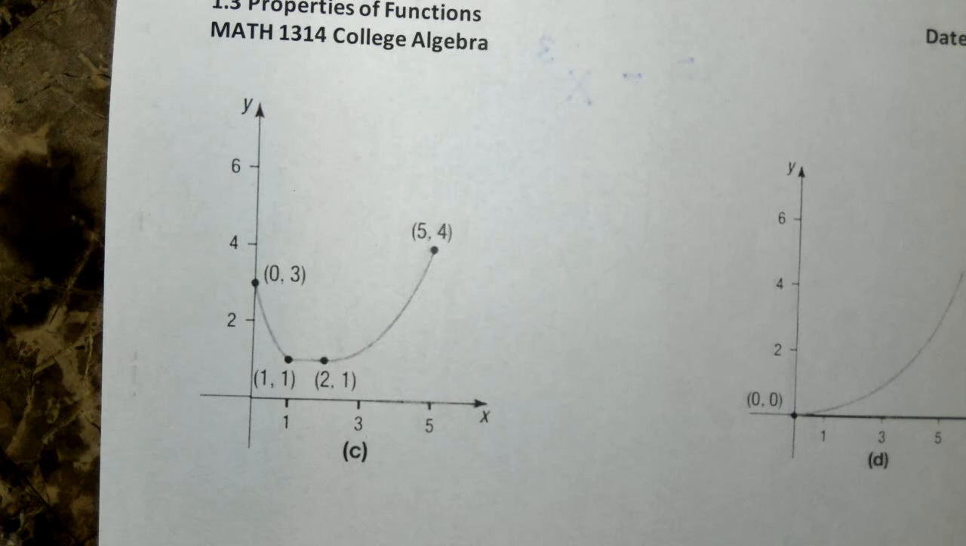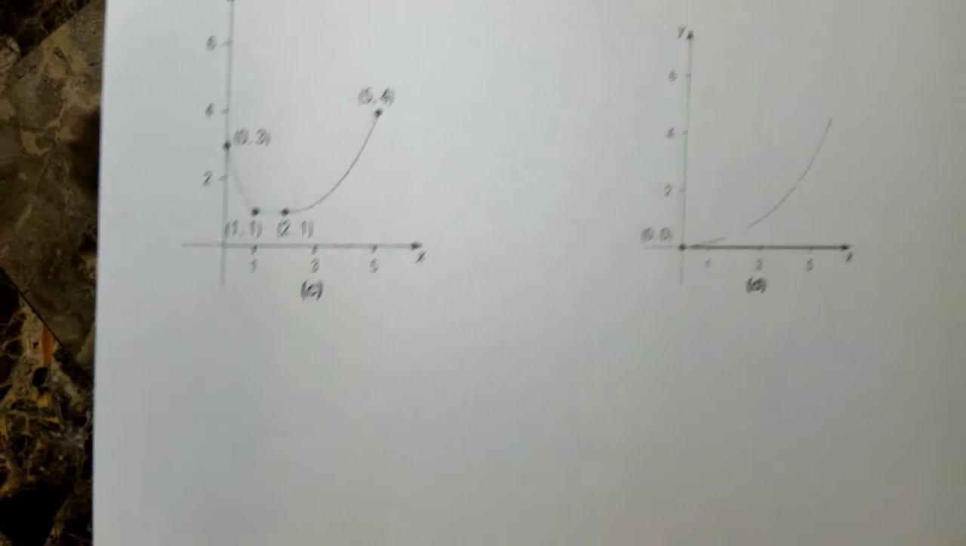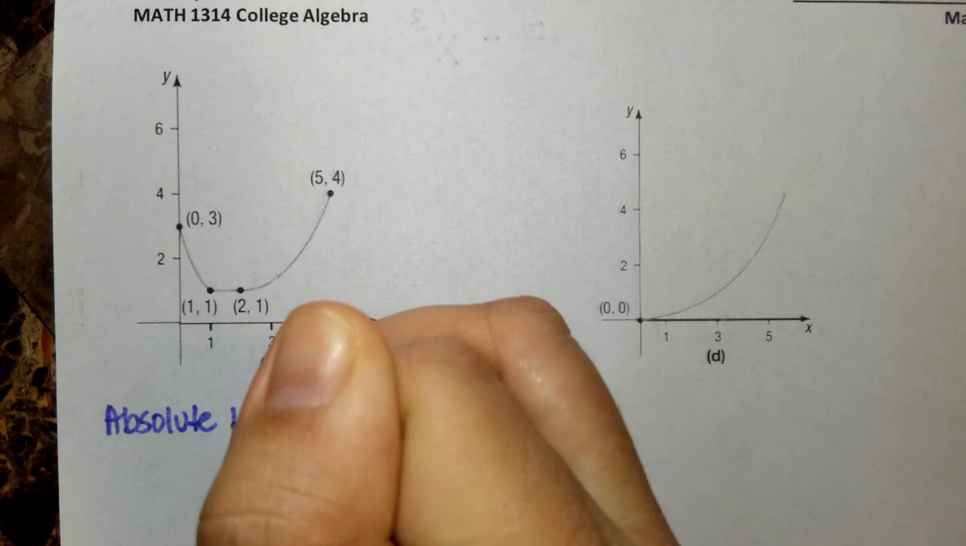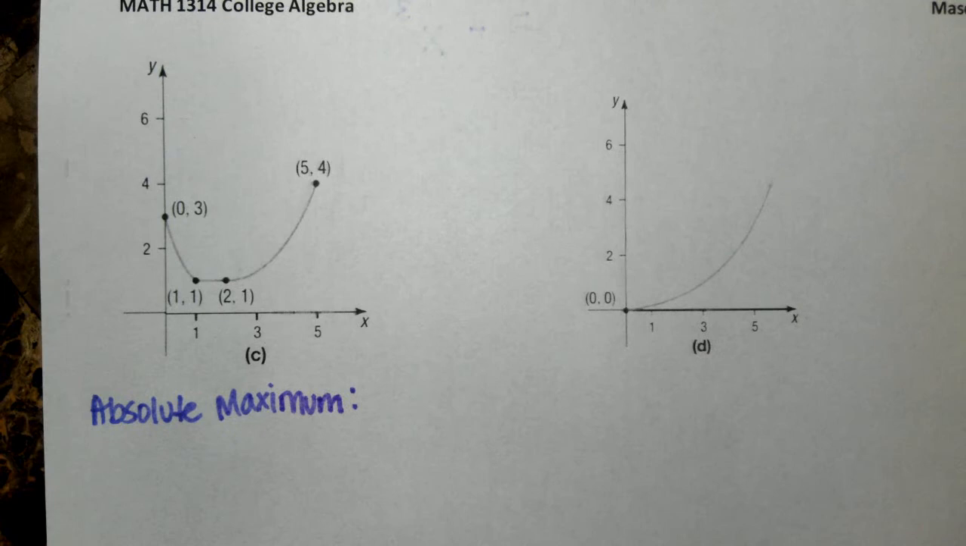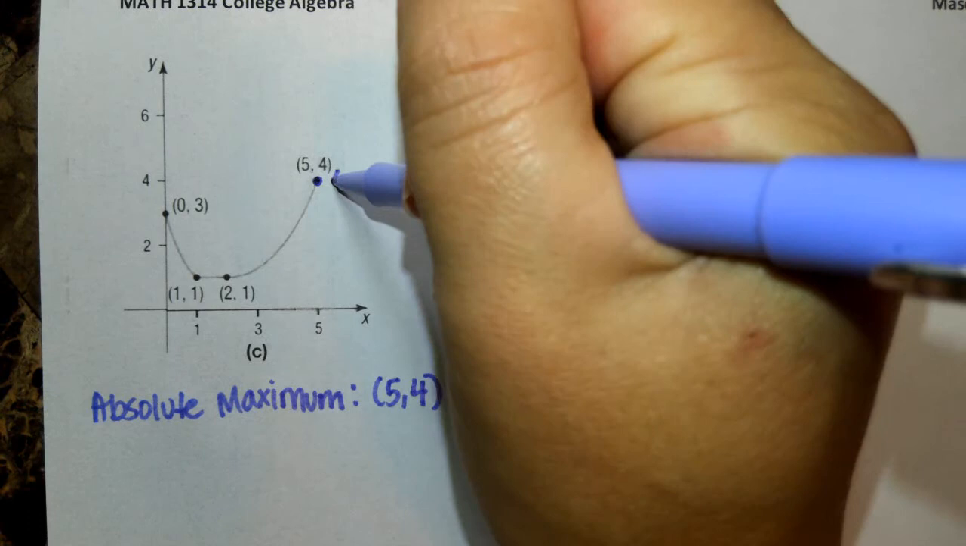Okay. All right, so on the next page, next example, we have another graph. And we're going to start by figuring out what is the absolute maximum and absolute minimum of this graph, if any. Now, absolute maximum, just looking at this graph, what's the overall highest point that you see, the highest y value? And it is this point right here, 5, 4. So that's our absolute maximum. Or you can just write y equals 4. Now I'm going to label it.